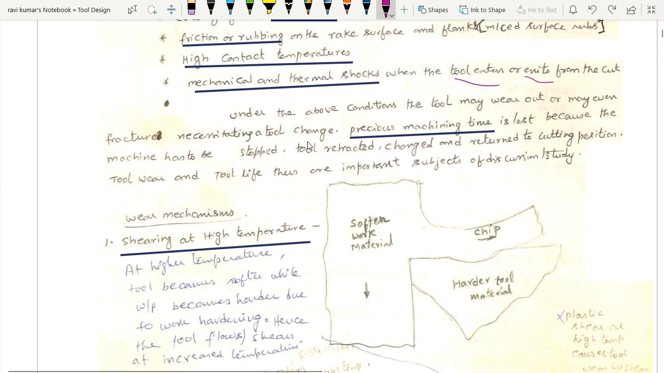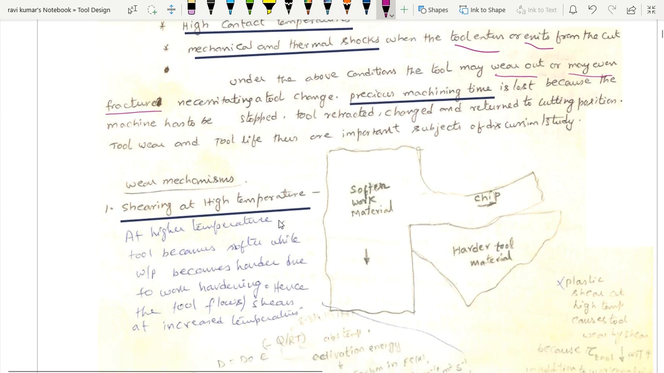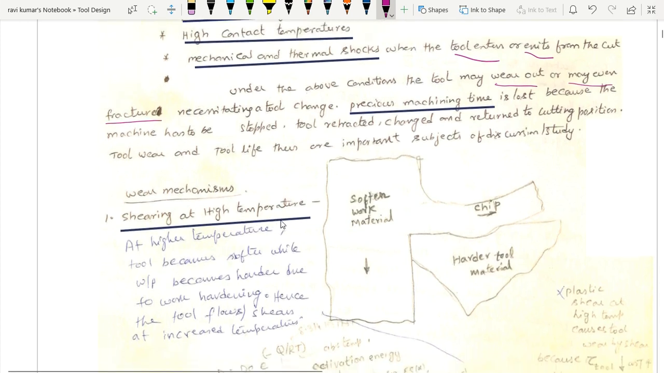necessitating a tool change. You should understand that precious machining time is lost because the machine has to be stopped, the tool retracted, changed and returned to the cutting position. So we may understand that the tool is subjected to a sort of wear or may have a sort of fracture. Let us look at the different wear mechanisms.